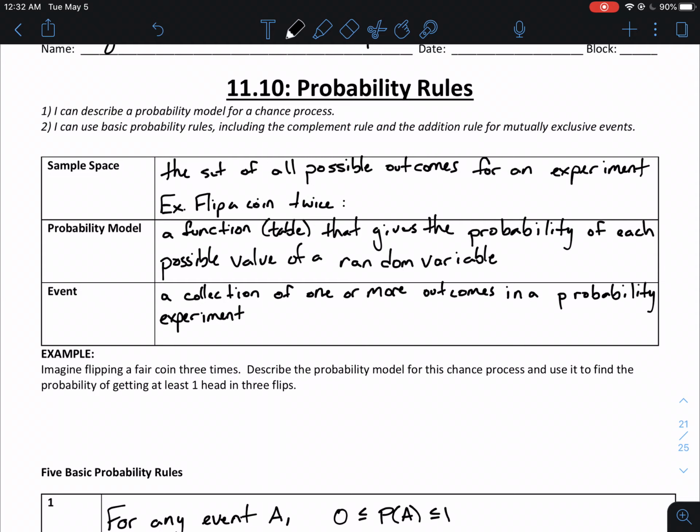To talk about probability rules, the first thing we need to talk about is sample space. A sample space is the set of all possible outcomes for an experiment. To give you an example, imagine that you're going to flip a coin twice, which we'd already seen, I believe, in the previous section. There are going to be four possible outcomes: heads and heads, heads and tails, tails and then heads, and tails and tails.